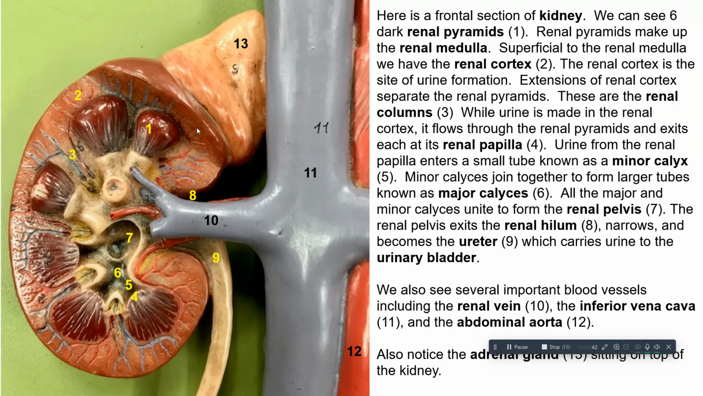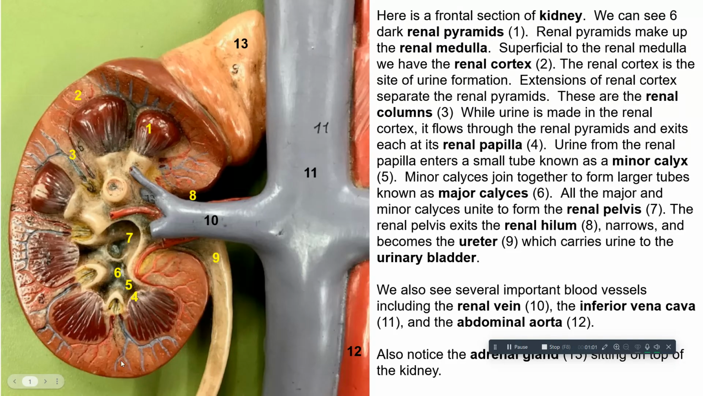Now, in the kidney itself, notice there's an external region called the cortex. That's where urine formation occurs. And then there is a deeper region called the renal medulla, which, as you can tell, is made up of these discrete structures. Each is called a renal pyramid.